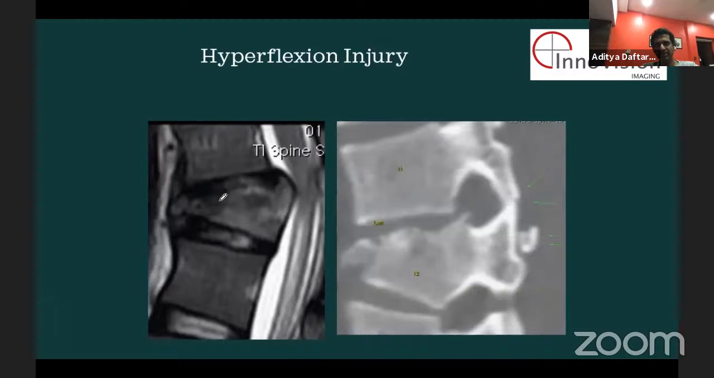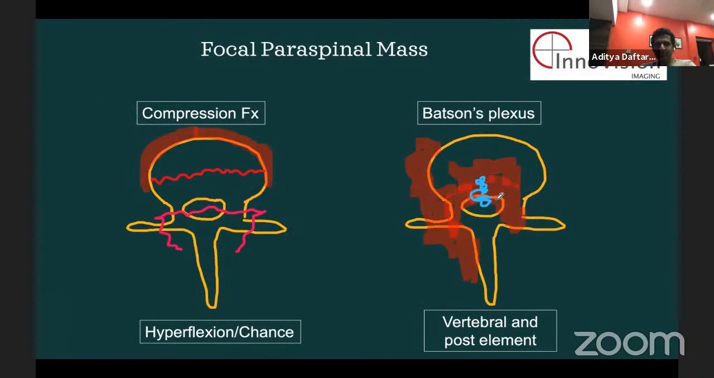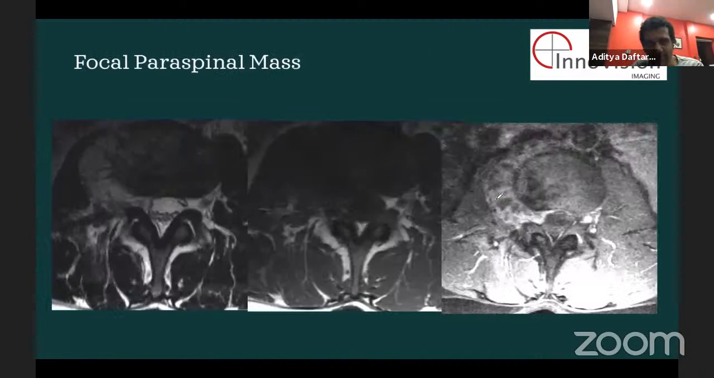Here you can see that sometimes with a hyperflexion injury there is involvement of the posterior elements. But typically with a malignant lesion, you see the lesion actually extending into the pedicle, as it does here, and you see an external soft tissue mass. So a paraspinal mass is another thing that you'd see. This is a large one, which you can see is soft tissue.